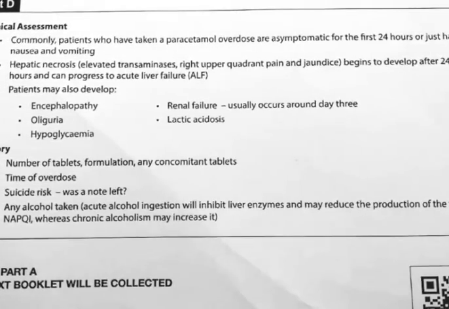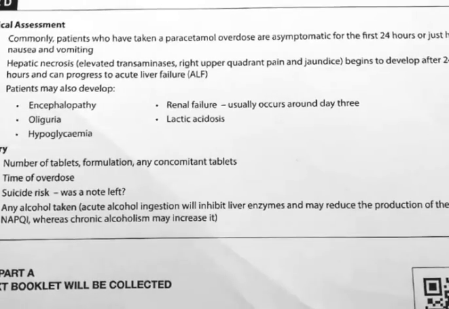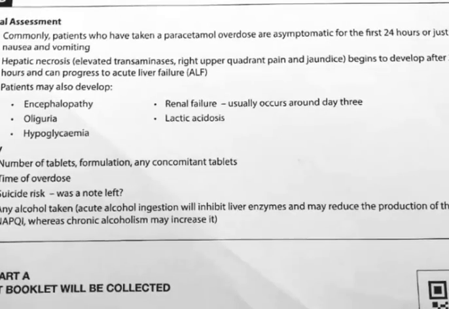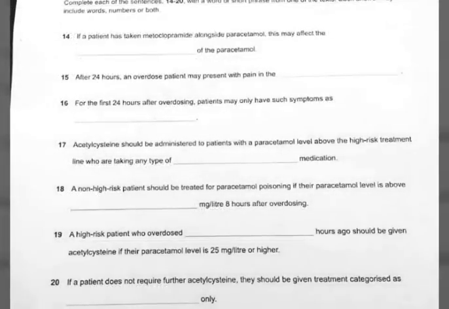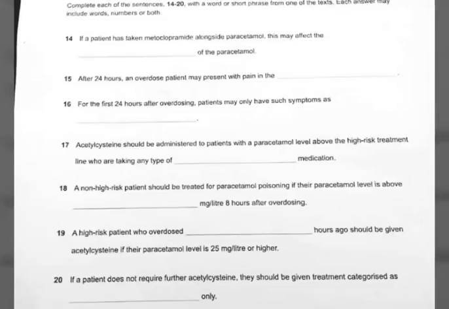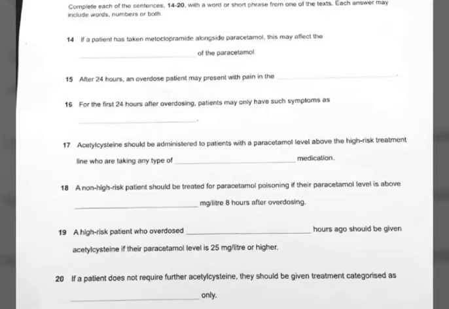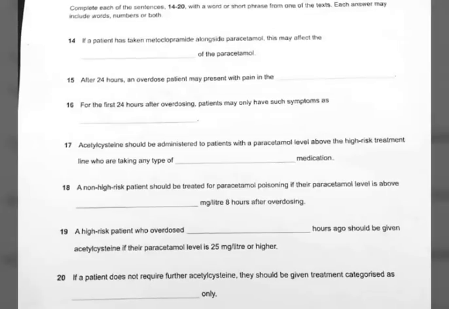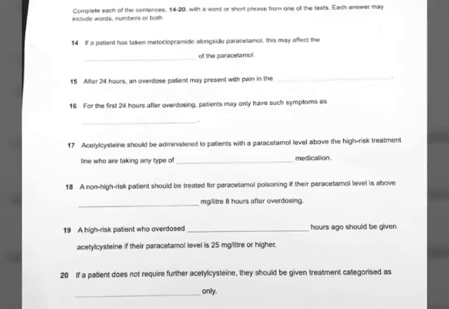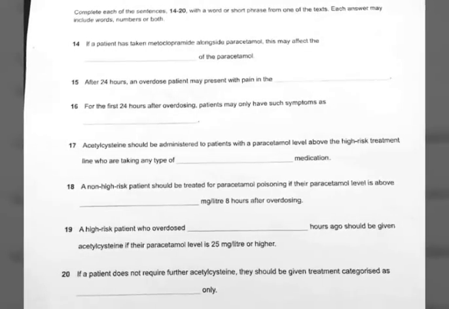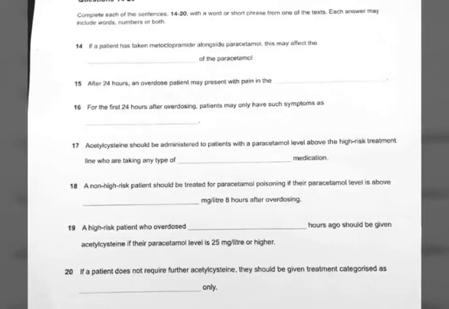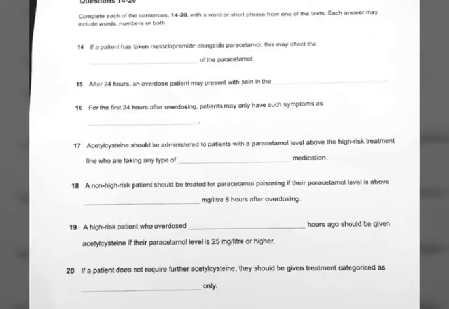Then one more we can discuss, that is the 17th one. Acetylcysteine should be administered to patients with a paracetamol level above the high risk treatment line who are taking any type of dash medication. So the keywords are patients with paracetamol level above high risk treatment line, then any type of medication. So the answer will be a particular name of a drug or a group of drugs. We have to look for the high risk treatment, that is the emergency treatment. Emergency treatment is in the text C.